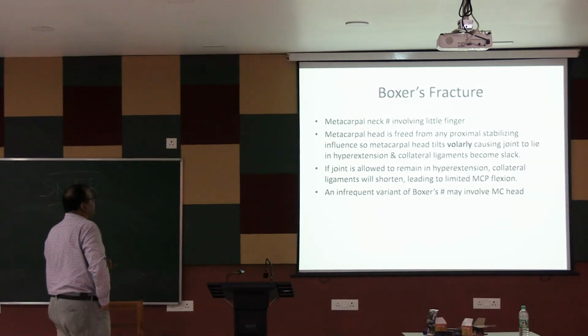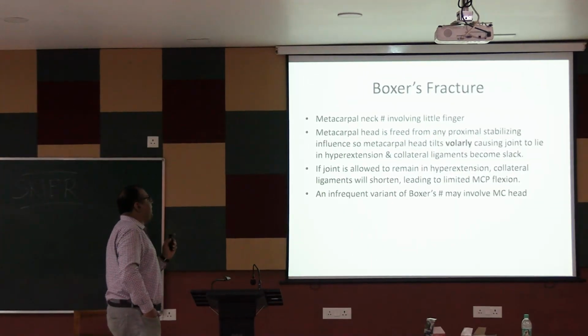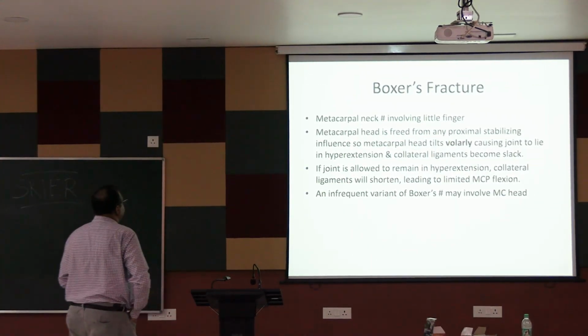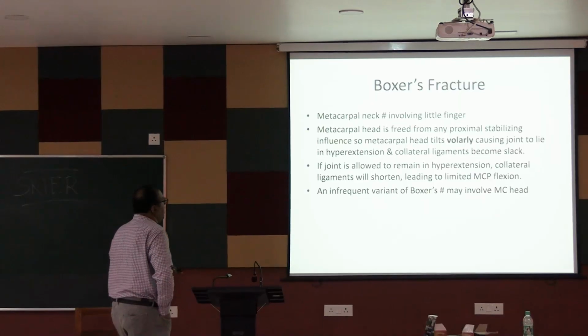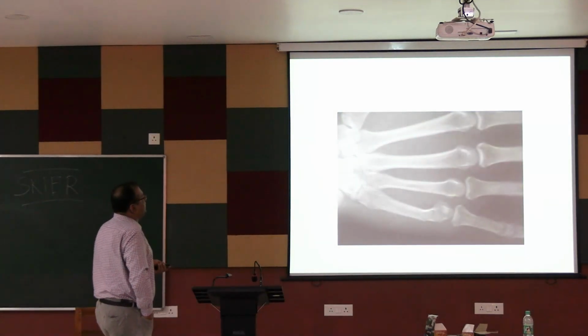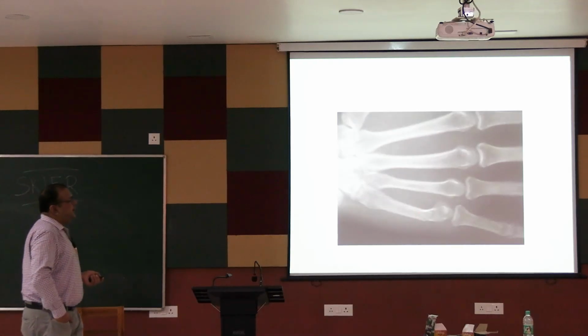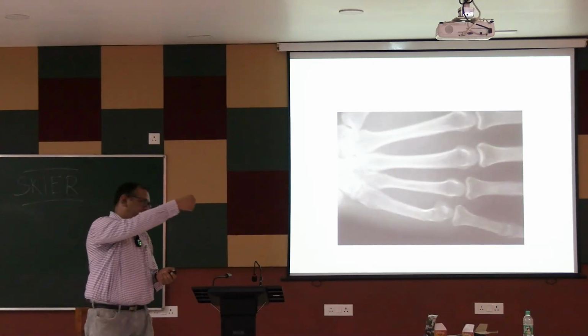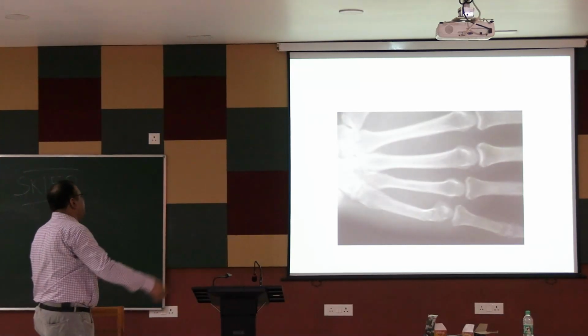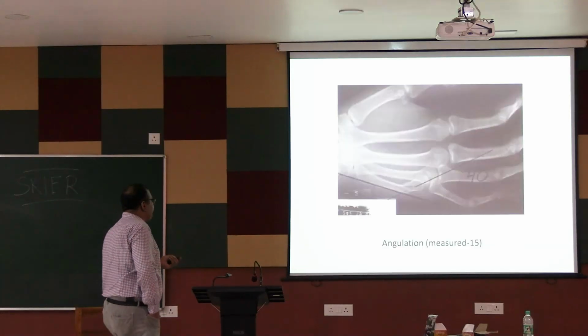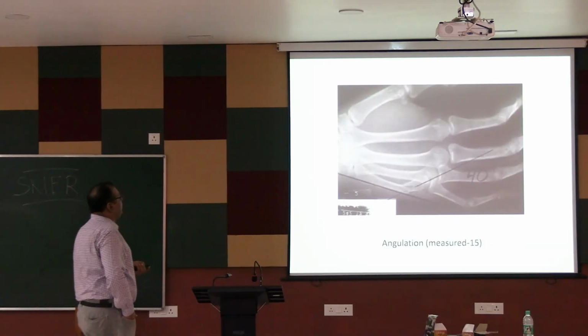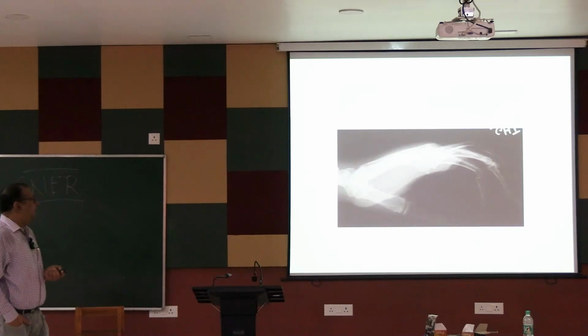Metacarpal neck fracture involving the little finger. The metacarpal head is freed from any proximal stabilizing influence, so the metacarpal head tilts volarly. This is the fracture. Can you appreciate the fracture here? This is a very common injury that comes after a patient has hit the wall or has hit someone. And the management is the same, closed reduction.